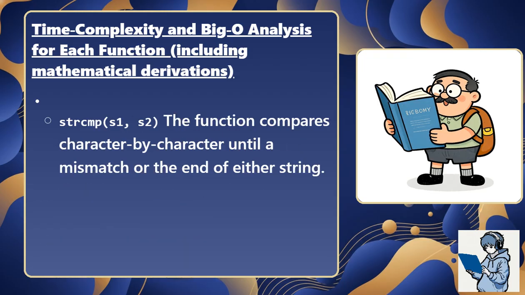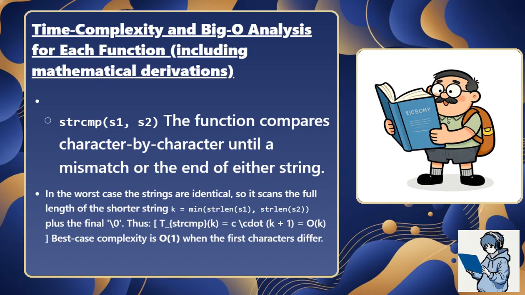strcmp with parameters s1 and s2. The function compares character by character until a mismatch or the end of either string. In the worst case, the strings are identical, so it scans the full length of the shorter string. k equals the minimum of the length of s1 and the length of s2, plus the final null character.